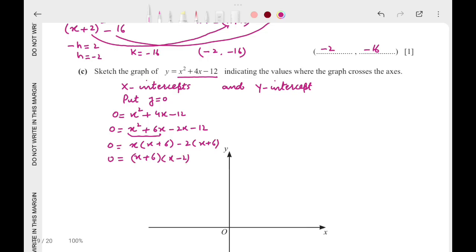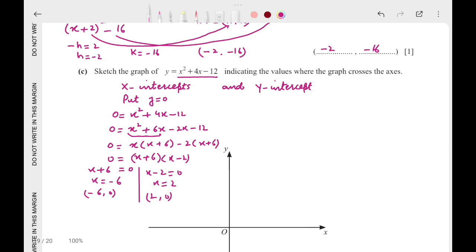is equal to 0, and we have got two answers from here. X plus 6 is equal to 0 and x is equal to minus 6. So one answer would be minus 6, 0, and the other answer would be x minus 2 is equal to 0, that is x is equal to 2, and the coordinates would be 2, 0.